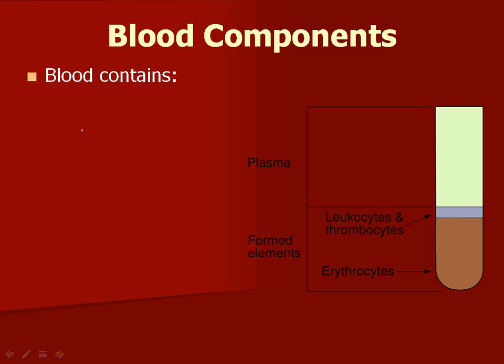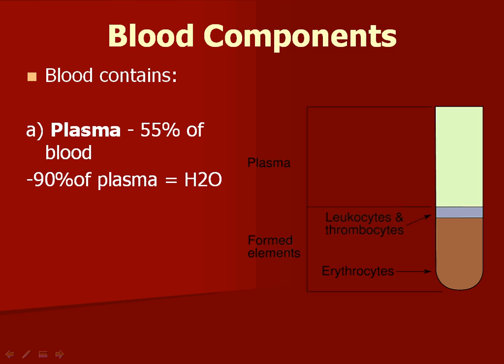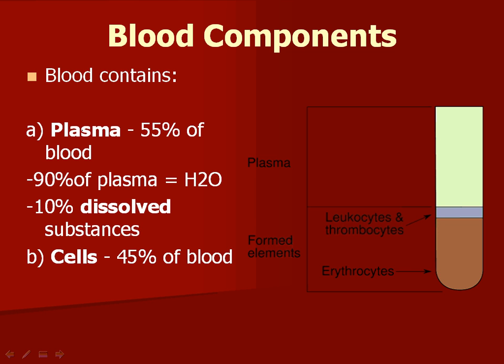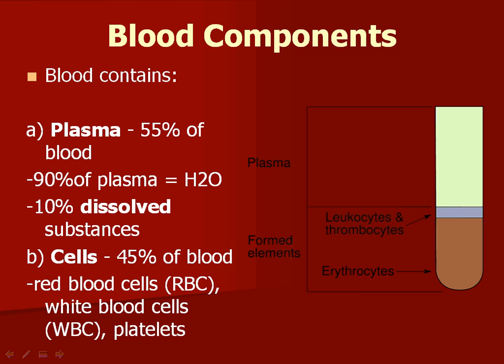Okay, so let's look at what all of the blood contains. Two main parts. We have plasma, which is 55%. And of that 55%, 90% of it is water, and 10% of it is dissolved substances. Of the other 45%, they're all cells. So these are the three cells that we talked about: red blood cells, white blood cells, and platelets. We're going to get into a little bit more depth on what each of them are.